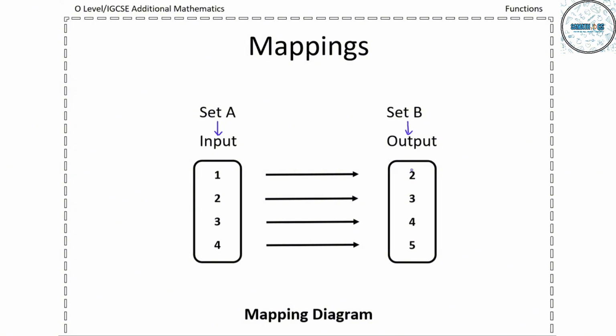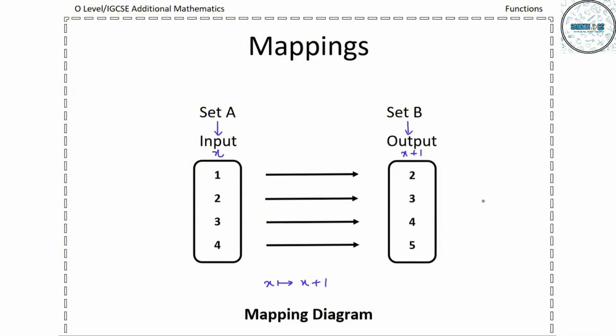Here, 1 is paired with 2, 2 is paired with 3, 3 is paired with 4, and 4 is paired with 5. The rule connecting the input and output values can be written algebraically as x maps to x plus 1. This is read as x is mapped to x plus 1.